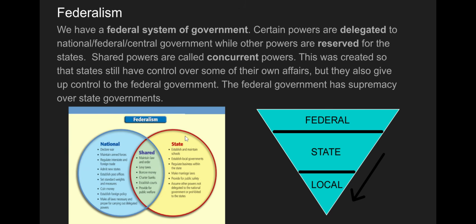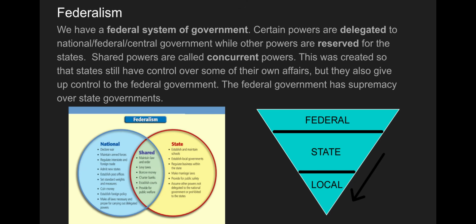Things that are reserved for state governments include creation of schools. So all schools are locally managed, although the federal government has had increasing power over schools. All states establish licenses. So things like driver's license, hunting license, marriage license, all those things are regulated by each state. Setting up voting, setting up local governments. Pretty much everything that the federal government doesn't have delegated to it belongs to the state.